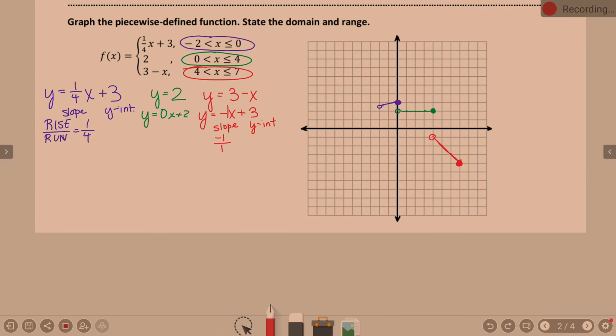Okay. And I understand if I see some other little sketch marks on your paper, but I need to be able to tell what your final graph is. Okay?